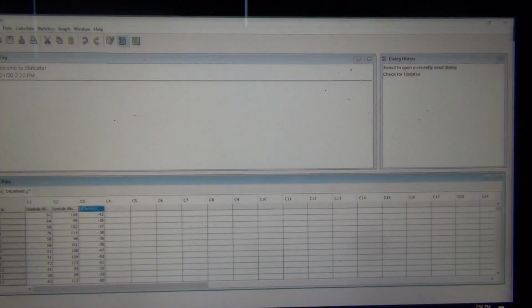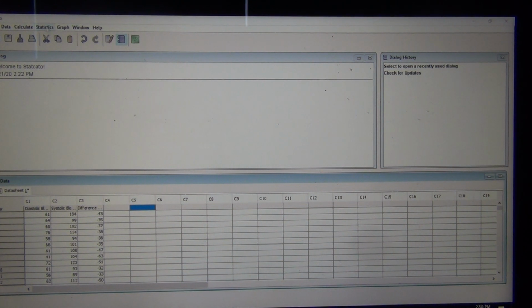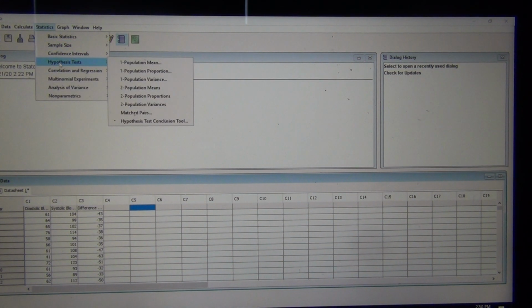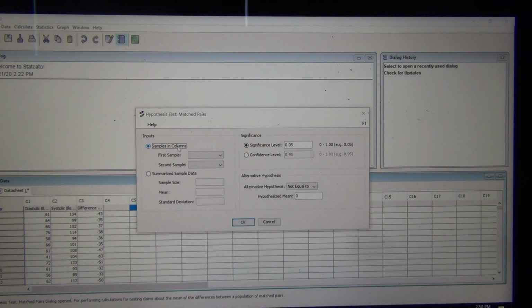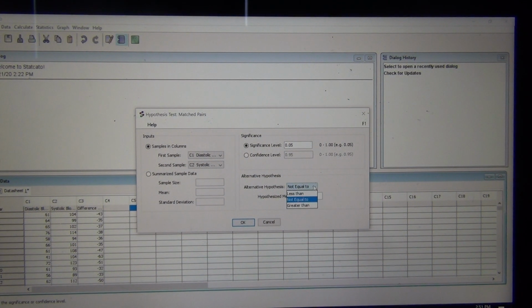All right, so if I open this in StatKey, it's already in, I'm going to go to statistics, hypothesis test. Now I'm going to go matched pair. There's matched pair right there. And now I have my samples in columns, so my diastolic is group 1 and my systolic is group 2. I'm going to claim that they're less. Most people know diastolic is quite a bit less than systolic, but this would be a good way to prove it. So we go to alternative hypothesis, and I'm going to click less than, make this a true left tail test. And again, I'm going to keep the significance level at 0.05.